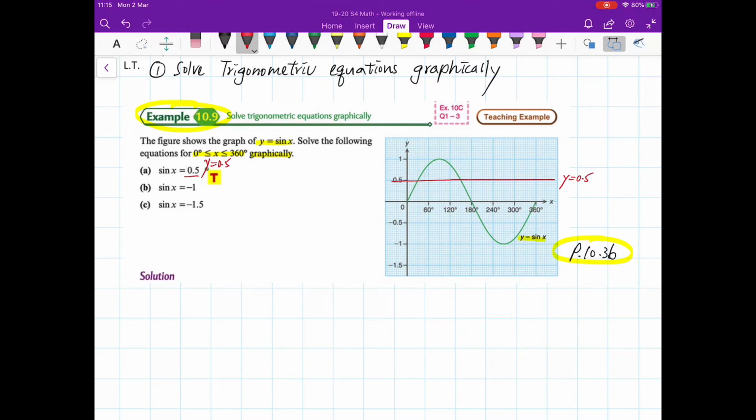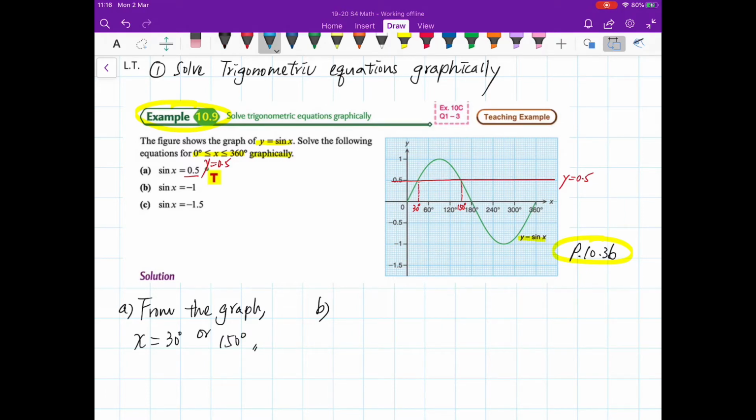And then we have to read the graph in order to find the solution. So the intersection is representing 30 degrees and 150 degrees. So this is the solution. So for part A, after drawing the line, we see the intersection, then we can draw the conclusion from the graph. x equals 30 degrees or 150 degrees. Done.